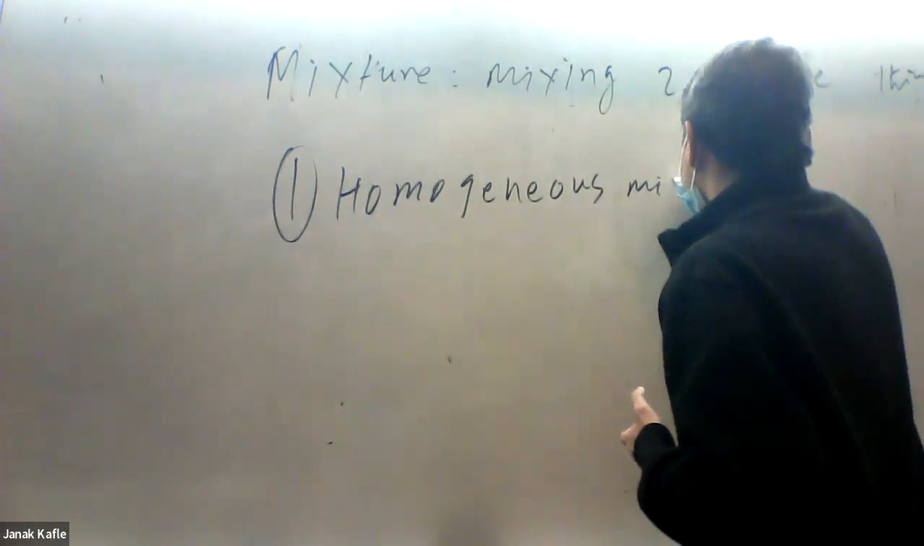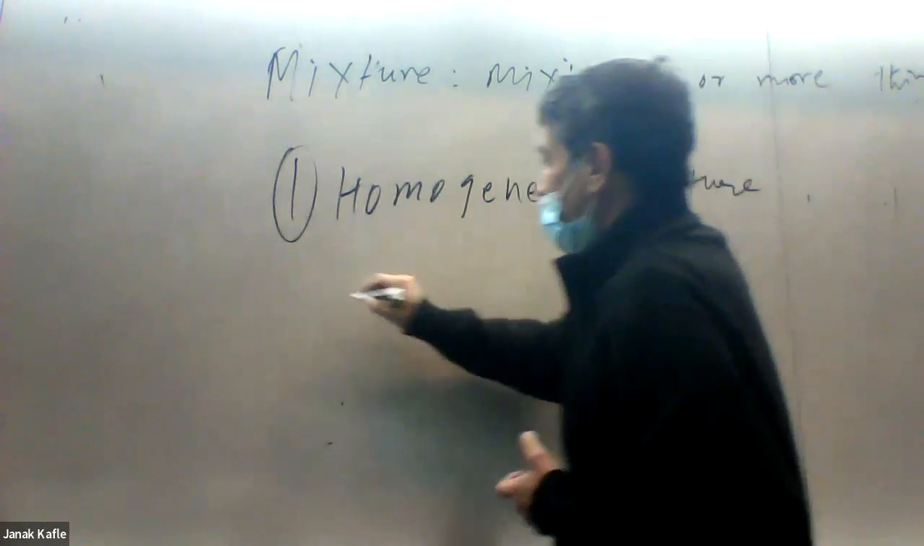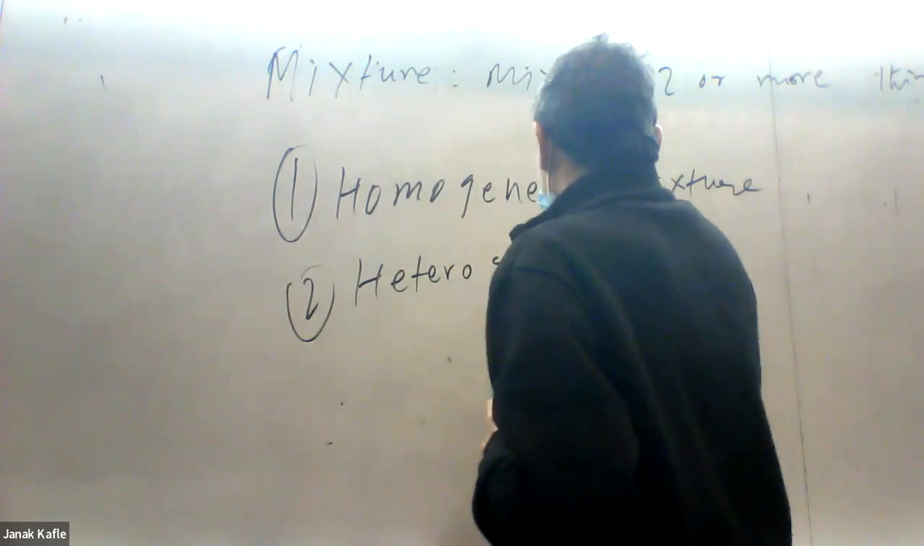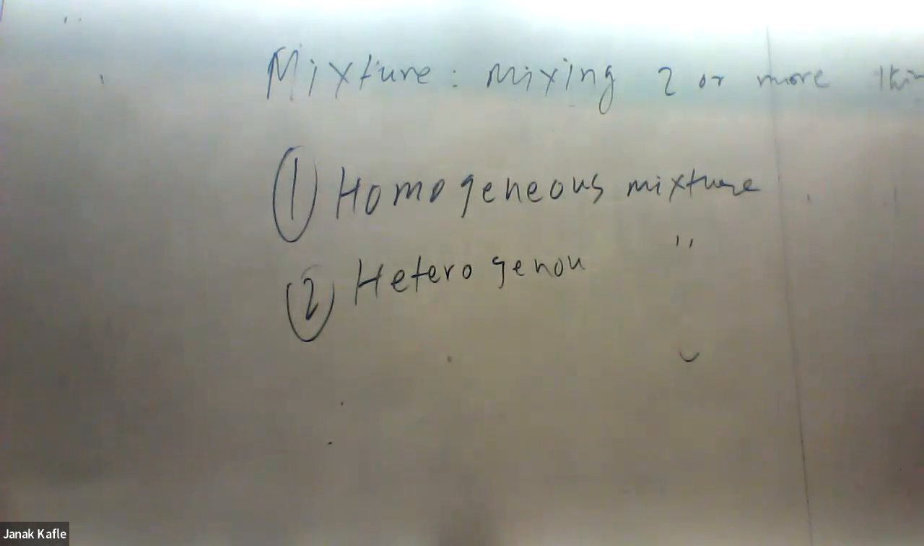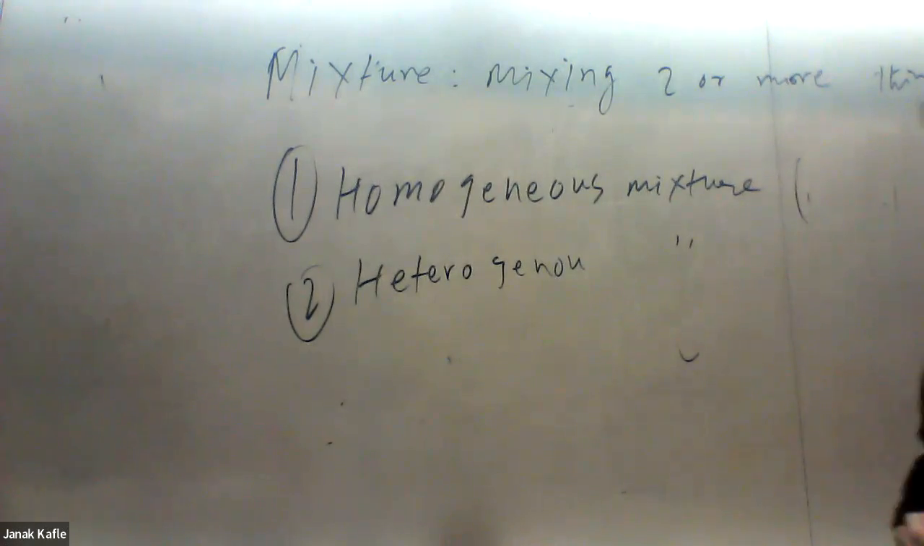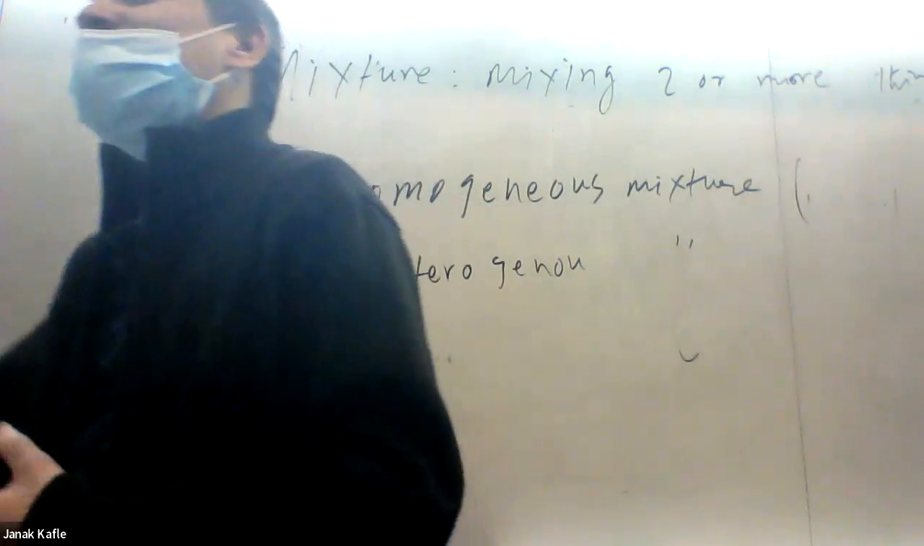Mixture. Another is heterogeneous mixture. So homogeneous mixture means that it's uniform. Everywhere is the same.